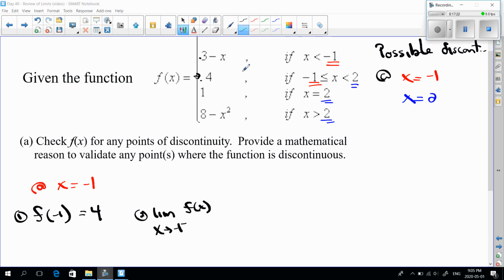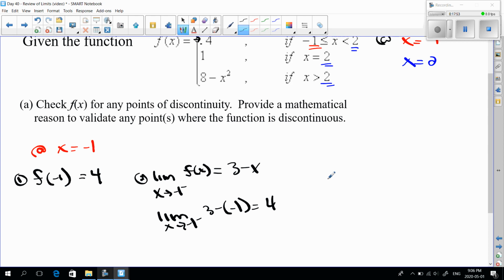So for the left-hand limit, we would be looking at this piece of the curve because these are x values that are less than -1. All right, so this side would be approaching from the left. So that would equal 3 minus x. So the limit as x approaches -1 from the left would equal 4. All right, keep going because the left-hand limit does equal the defined height.